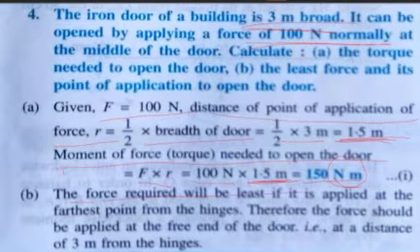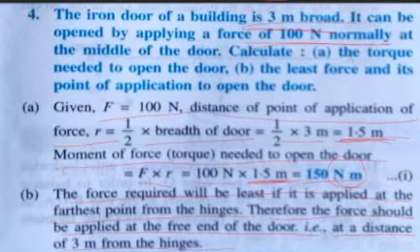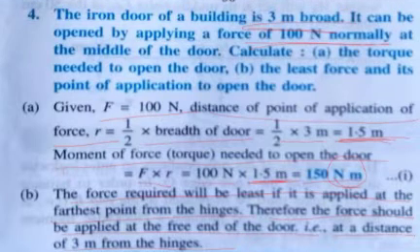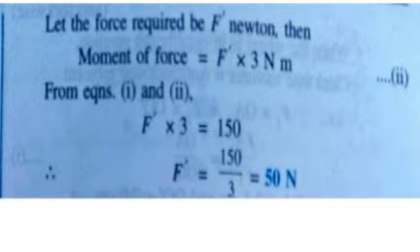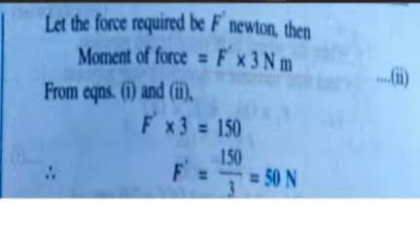The force required will be least if it is applied at the farthest point from the hinges. Therefore, the force should be applied at the free end of the door at a distance of 3 meter from the hinges. So, the handle should be at the distance of 3 meters from the hinges. Now, let the force required be F Newton. Then moment of force will be F into 3 Newton meter. This is second sub part.